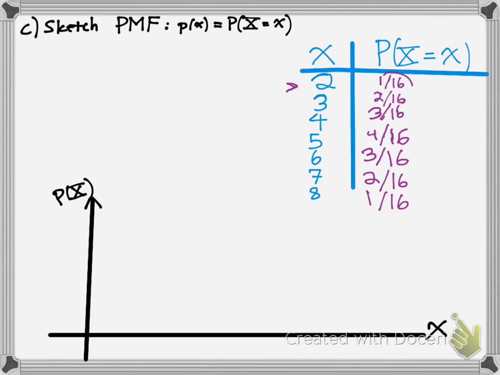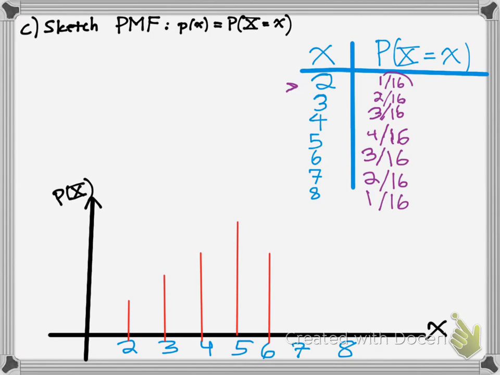Now we just have to do a simple graph here. The bottom, or the x-axis, will be x. So that will be this column here. You just label 2 through 8, and then you can draw upwards depending on the height. This would be 1 out of 16, this would be 2 out of 16, this would be 3 out of 16, this would be 4 out of 16, then you would go 3 out of 16, 2 out of 16, 1 out of 16.